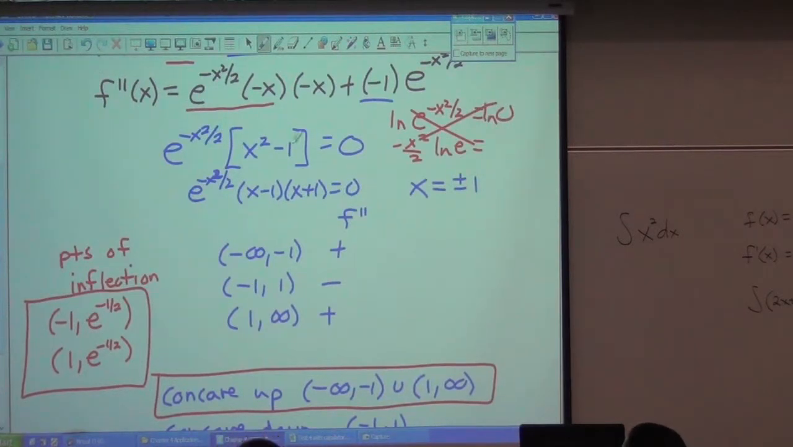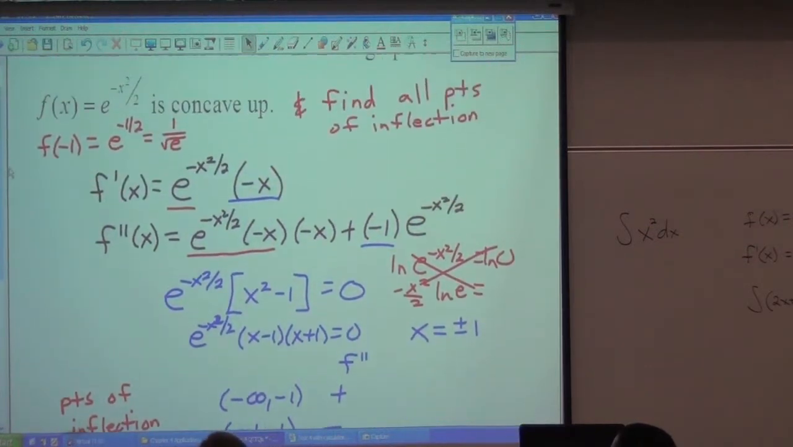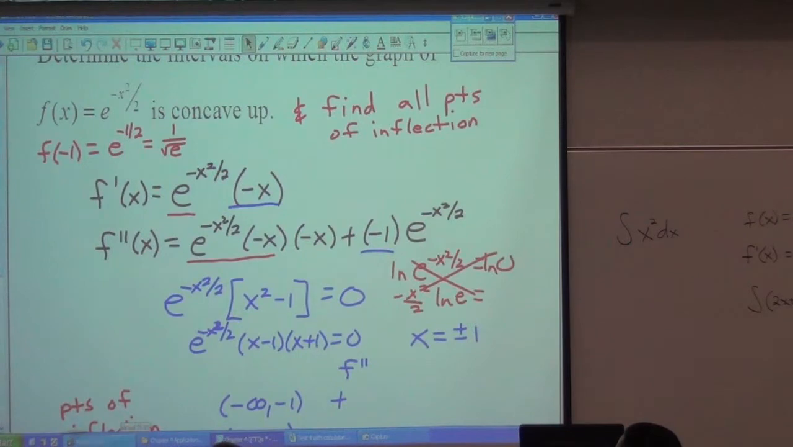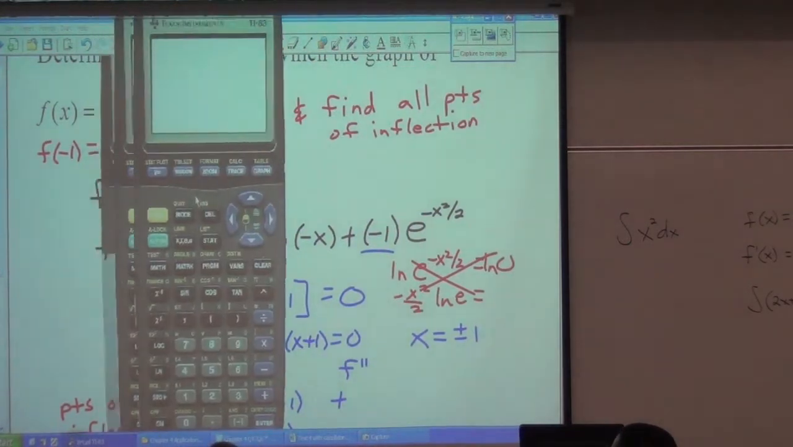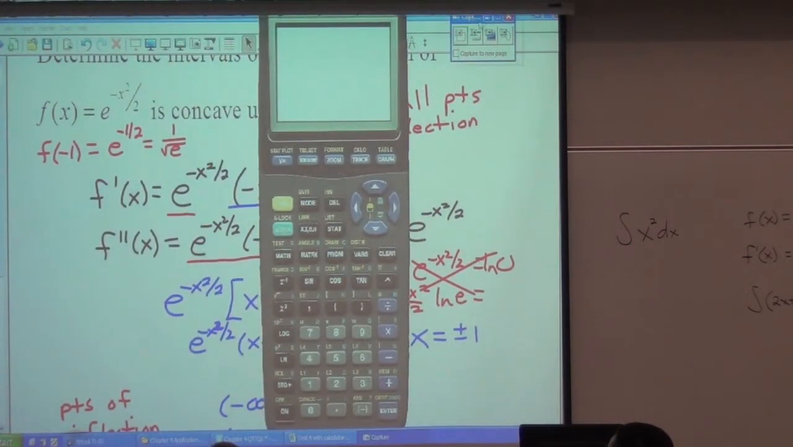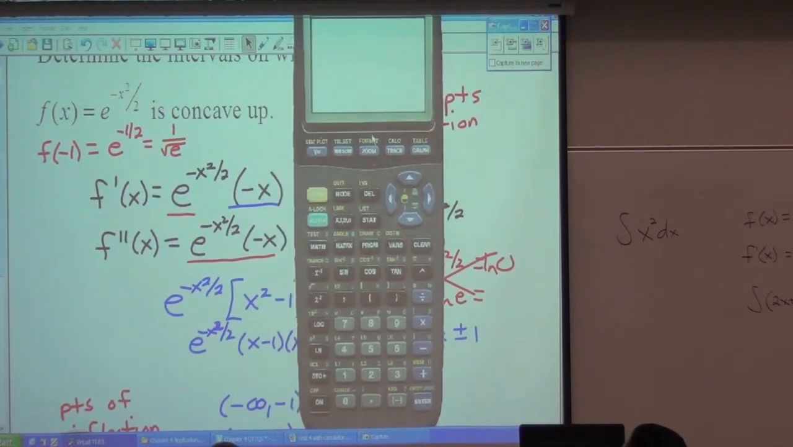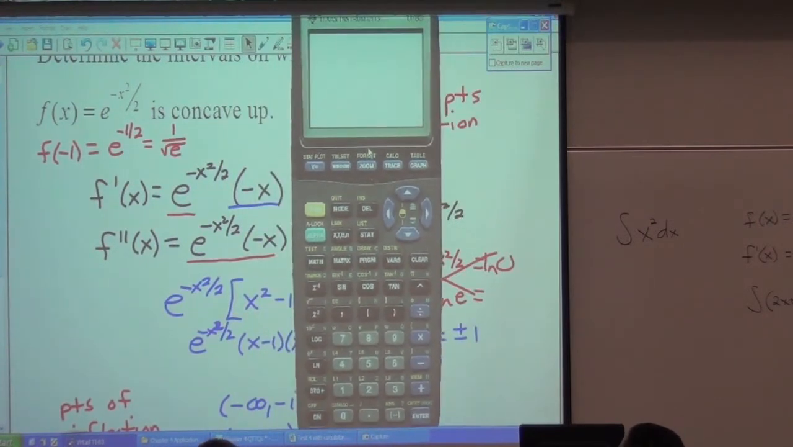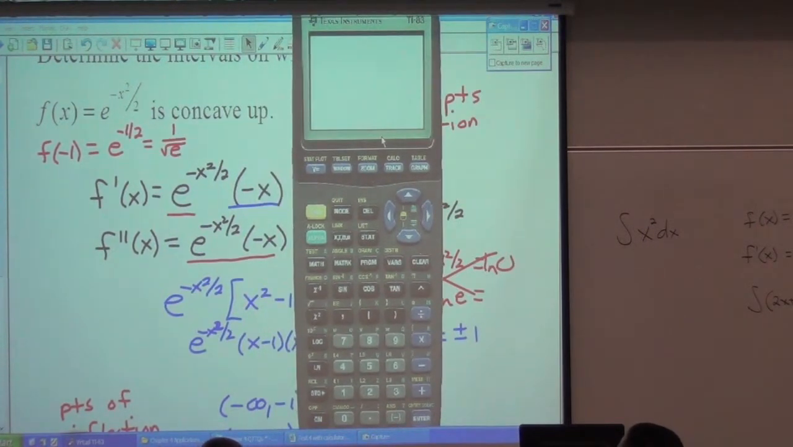Those are hard to see on the graph. We have to get the result for the original function of the second derivative. But now I'm glad you asked this, because we can actually get them from the first derivative too. Just watch here. If we put the original function in, e raised to the negative x squared divided by 2.